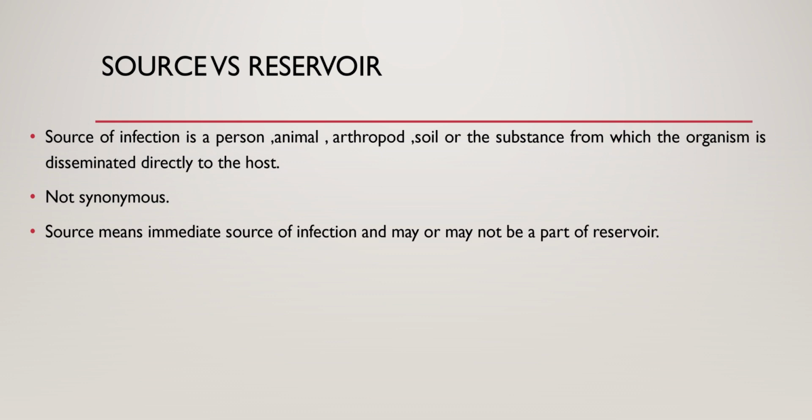Next, we have to know the difference between source and reservoir. So, what is the source of infection? The source of infection is a person, animal, arthropod, soil, or substance from which the organism is disseminated directly to the host. They are not synonymous words, so they are different. Source means the immediate source of infection. It may or may not be a part of a reservoir.